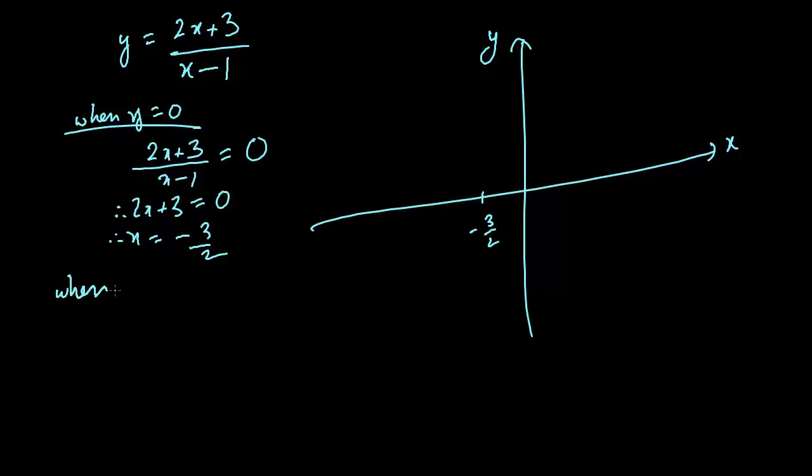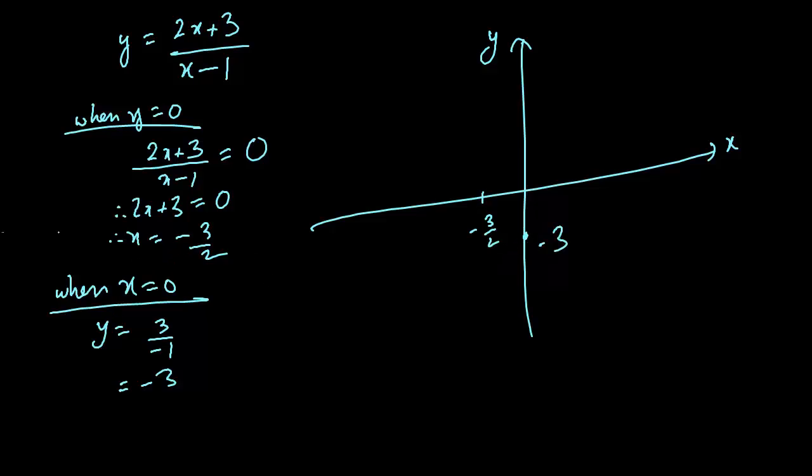Let's find the y-axis intercept. Y-axis means x equals 0. Let's put x equal to 0. It becomes 3 divided by -1. So 0 plus 3 is 3, divided by -1, which is -3. So -3 is somewhere around here. So that's where it cuts the x-axis and y-axis.